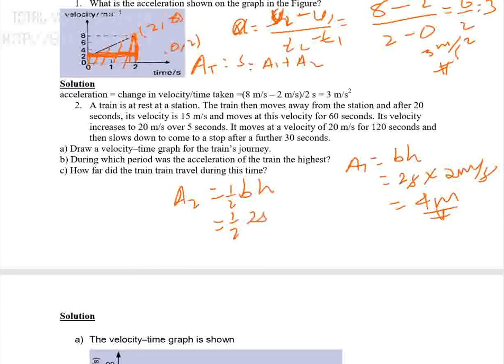2 seconds times the height, from this point up to this point, that means from 2 up to 8, it's how much? 6 meters per second. Second is cancelled by second, and then 2 is cancelled by 2, finally you get how much? 6 meters. Therefore the total displacement is: area 1 is how much? 4 meters, plus area 2 is 6 meters. Finally we can get what? 10 meters is the total displacement.